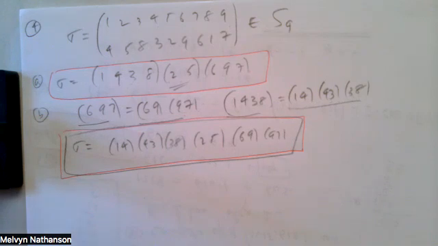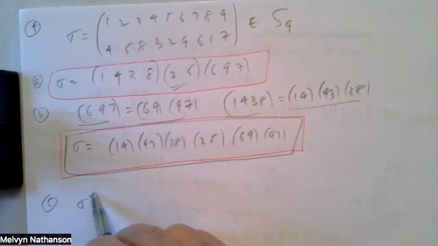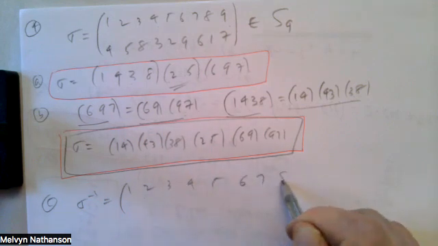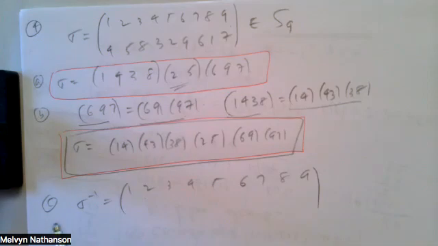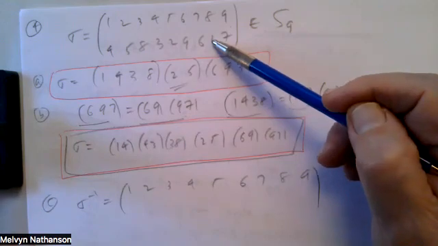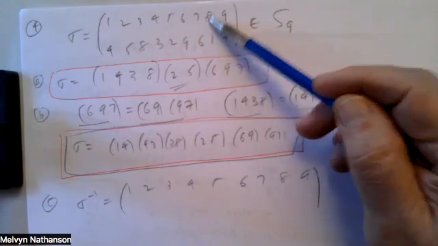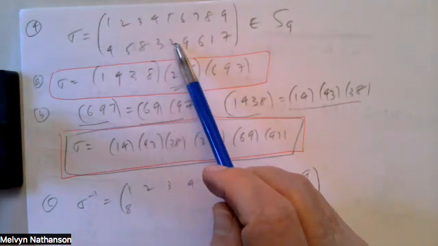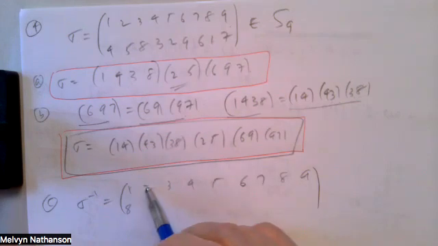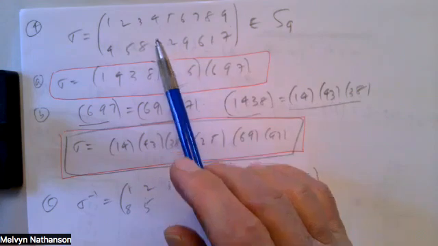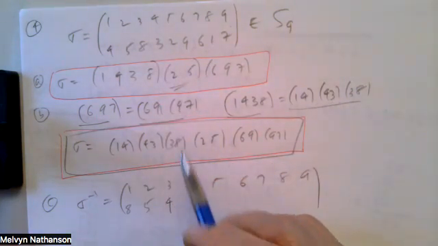Any questions about this? What about the inverse? Sigma inverse. So sigma sends 8 to 1, so the inverse has to send 1 back to 8. 1 goes to 8. 5 goes to 2 by sigma, so the inverse sends 2 back to 5. 4 goes to 3 under sigma, so the inverse sends 3 to 4.